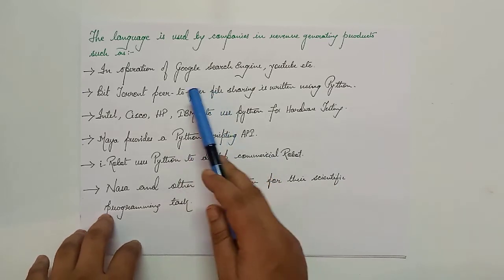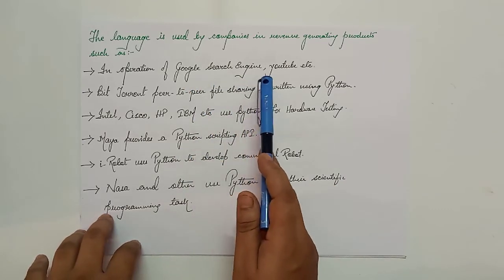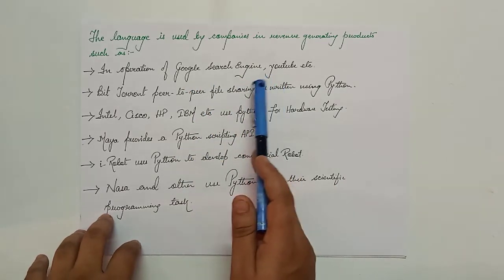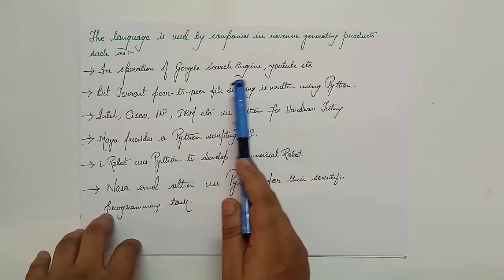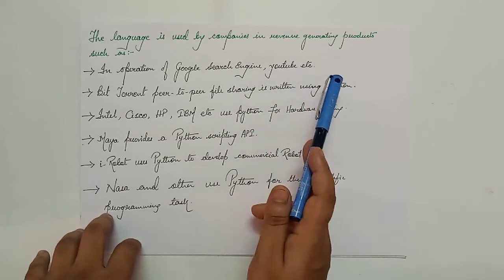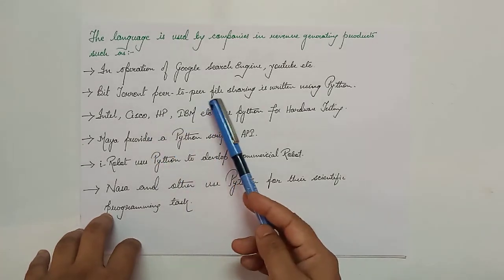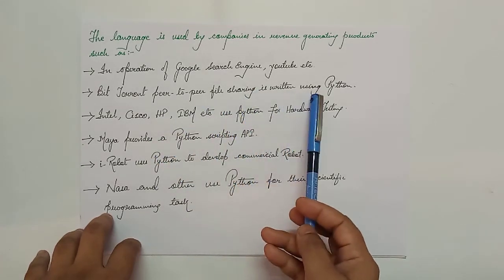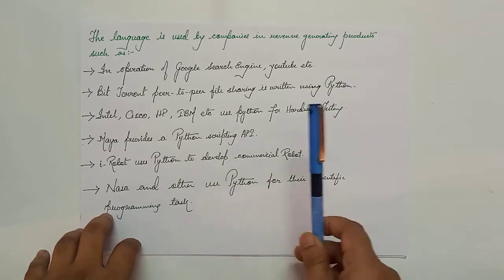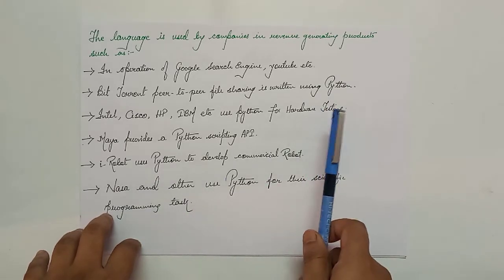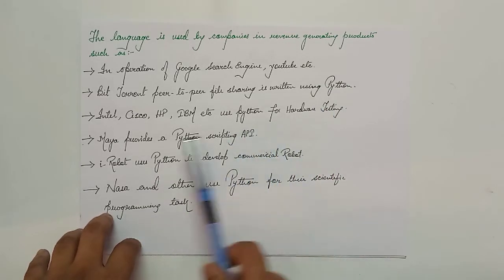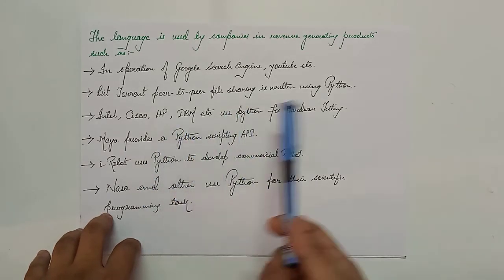In the operation of the Google search engine, you must have heard about the term SEO, search engine optimization. Google search engine and YouTube use Python. BitTorrent peer-to-peer file sharing is written using Python only. For hardware testing, it uses Python language. What are those companies? Intel, Cisco, HP and IBM.